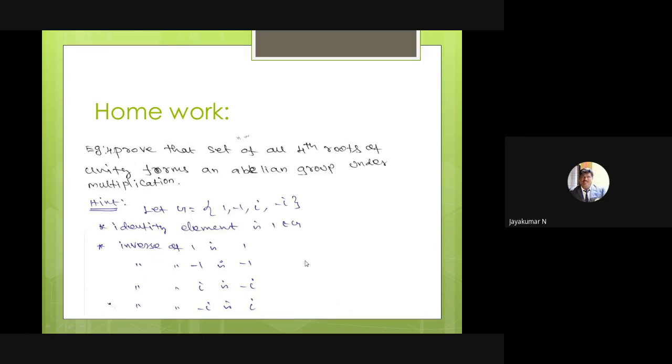I give the identity element as well as the inverse element, just make a table and verify yourself. Okay.